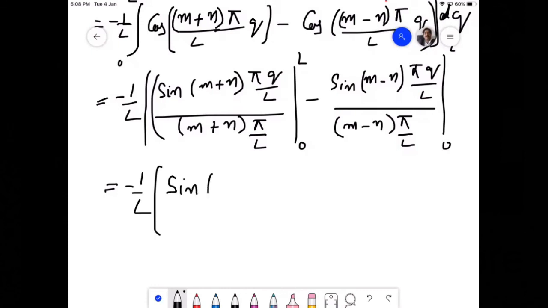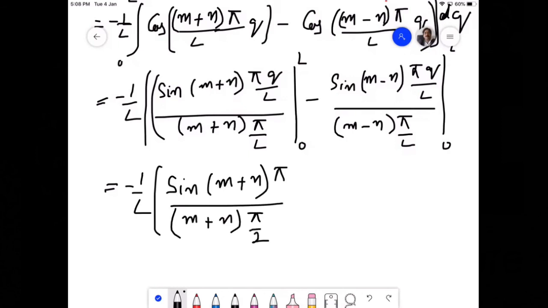Sine (m plus n). If we put the value of q equal to L, then L will be cancelled with the L. In (m plus n) pi by 2, minus L will be cancelled with this L. This L will be cancelled with this L. Sorry, sine (m minus n).